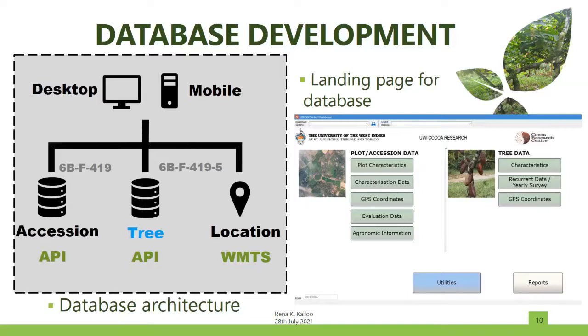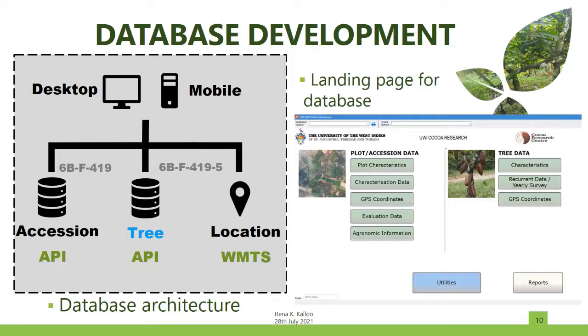So for the database development, the architecture to the left just shows how each area is interconnected and what is used to populate the information in the database. The API is the Data Application Programming Interface. WMTS is Web Map Tile Service.